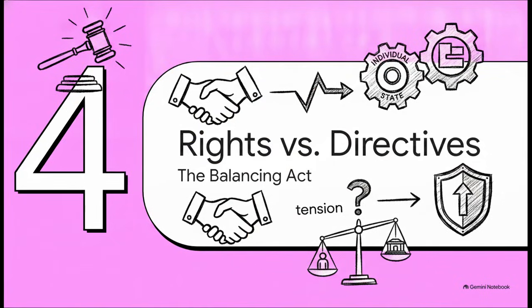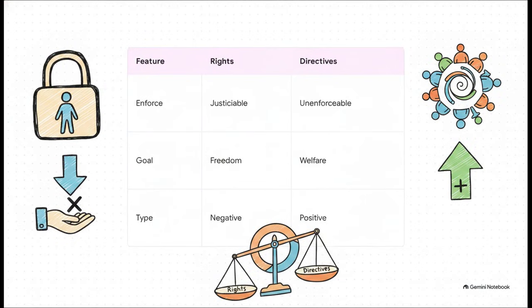So what happens when we put them head to head? That's Section 4, rights versus directives. This is where the balancing act of Indian democracy really shines. Fundamental rights are justiciable. The courts will absolutely enforce them for you. Directives, not enforceable. The goal of your rights is to protect individual freedom, while directives are aiming for the broader social and economic welfare.